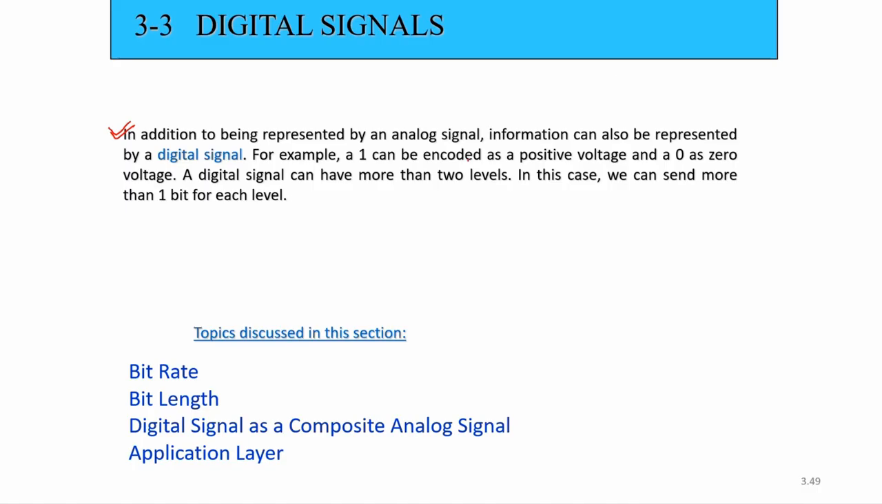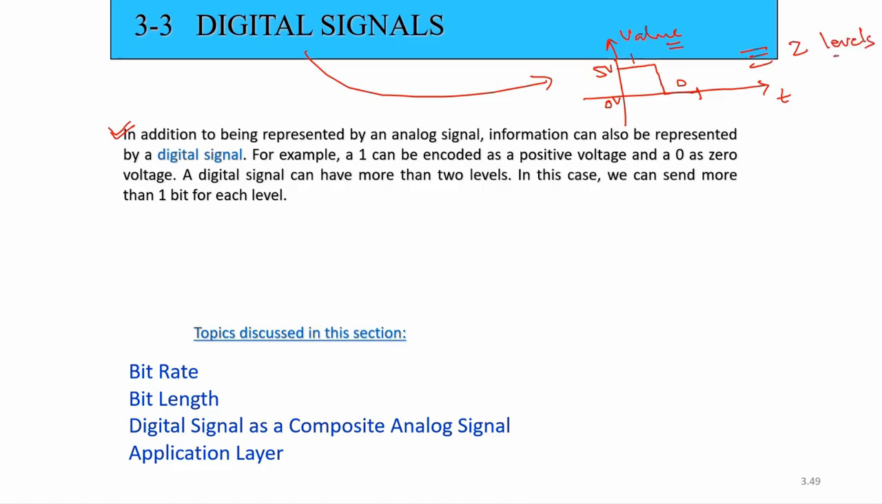Suppose we want to represent one as 5 volt and zero as 0 volt. If it is 5 volt, it will be signal 1. If it is 0 volt, it will be signal 0. This is time and this is the value. So this is basically the digital signal, having two levels: one is 0, another one is 1. Only two levels are there.